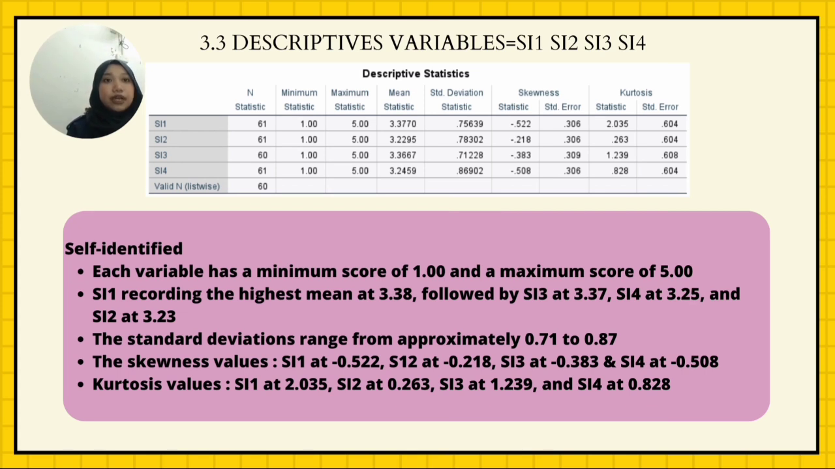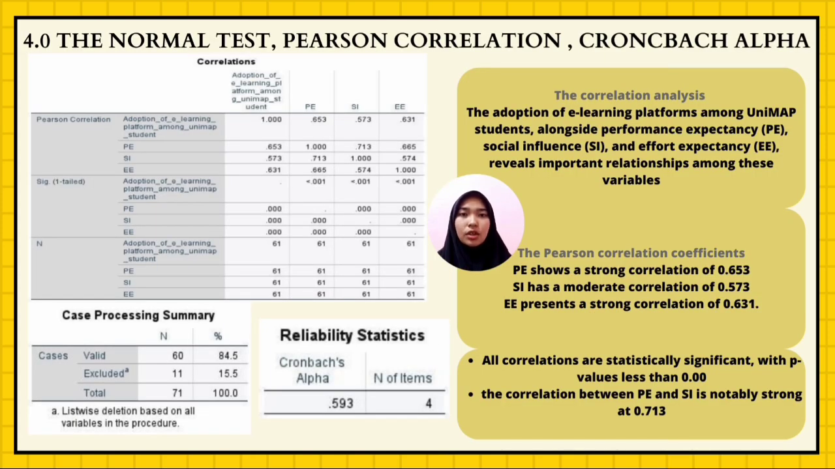The last one is the descriptive variables SI1, SI2, SI3, and SI4. Each variable has a minimum score of 1.00 and maximum score of 5.00. SI1 records the highest mean at 3.38, followed by SI3 3.37, SI4 3.25, and SI2 3.23. The standard deviation ranges approximately from 0.71 to 0.87. The skewness values are SI1 at negative 0.522, SI2 negative 0.218, SI3 negative 0.383, and SI4 at negative 0.508.